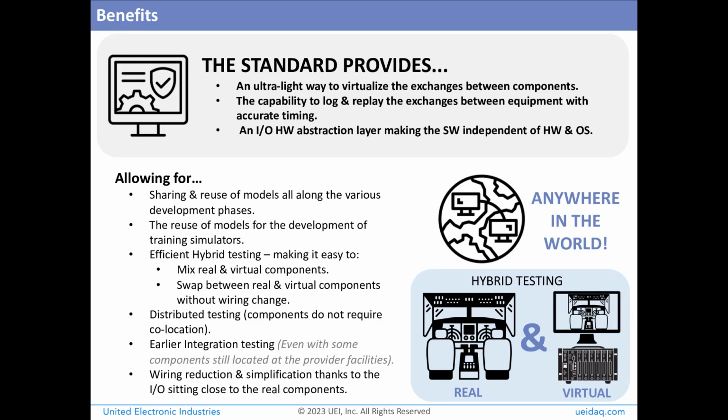One example is the reuse of the model for the development of end-user simulators and trainers with minimal amount of work. The models also make for efficient hybrid testing, where we can mix real and virtual components, easily swapping between real and virtual components on the bench. This makes the actual realization of distributed testing with the components not necessarily co-located in the same building, same site, or even the same continent. Since distributed testing is well supported, this allows for earlier integration testing, even with some of the components still located at the OEM facilities.